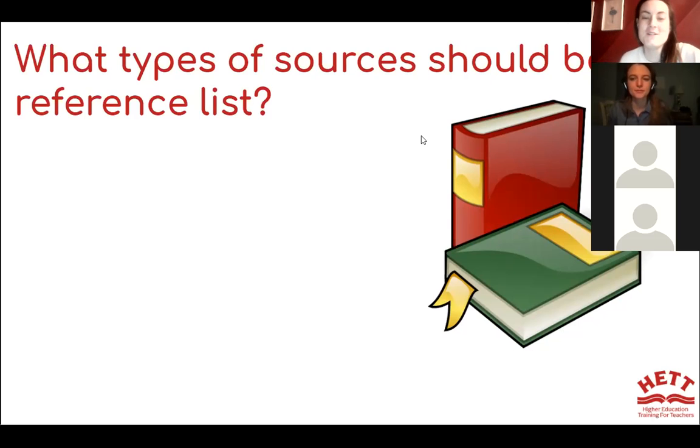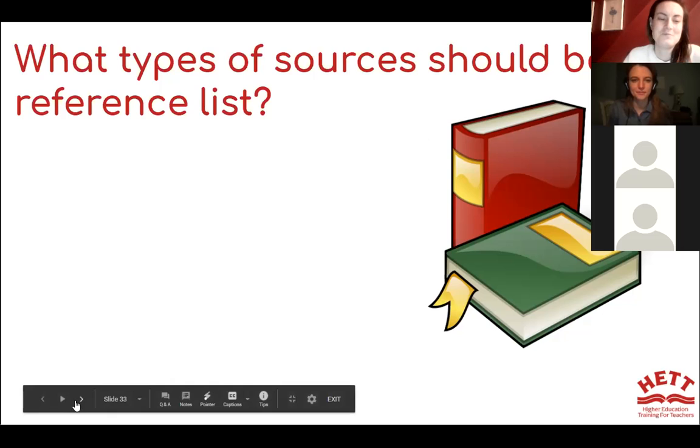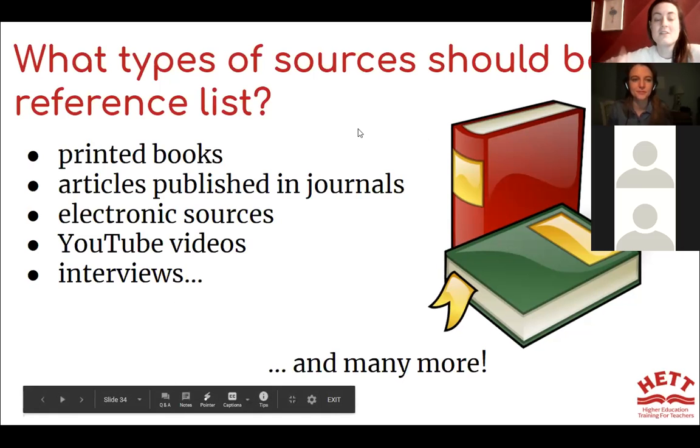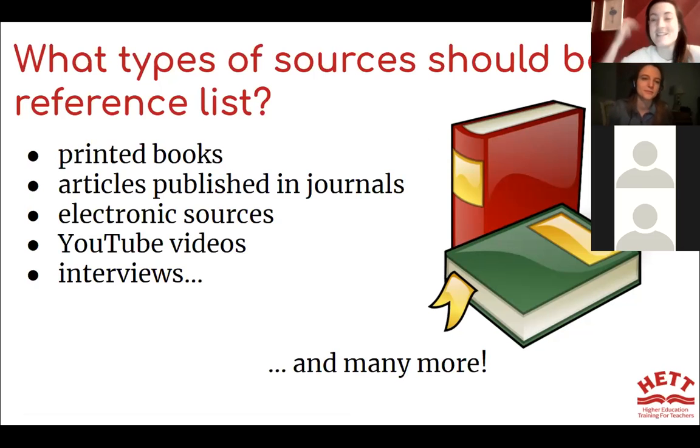All the sources we use, like journals, websites, books. So yes, printed books, articles published in journals, electronic sources, YouTube videos, interviews, and many more. So pretty much anything that you use as a source that would have a citation, then you reference it. That's links or URLs. Yes, so those would probably be websites.